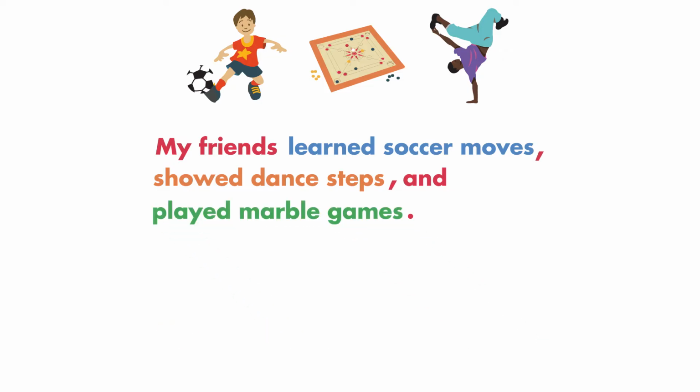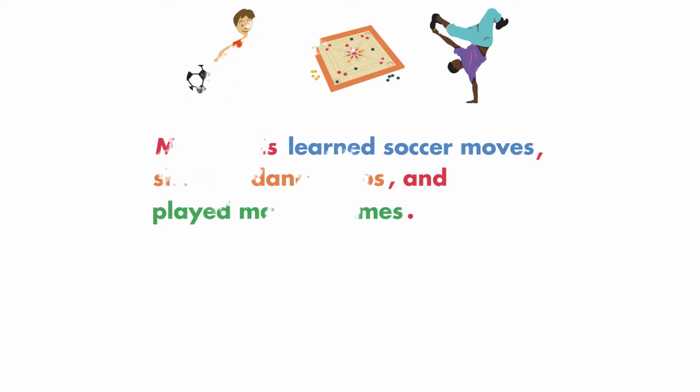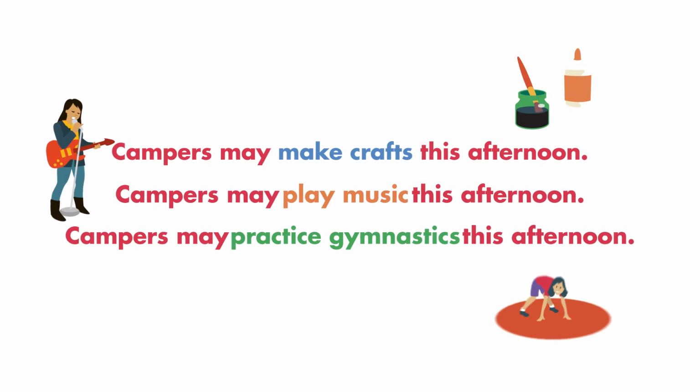Notice that commas separate the parts of the sentence that have been combined. And the word "and" has been added before the last detail. Sometimes, though, you need the word "or" to combine sentences.